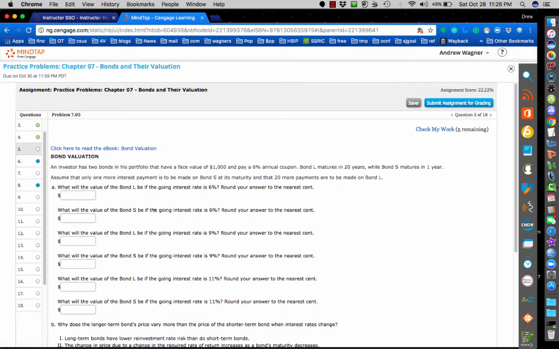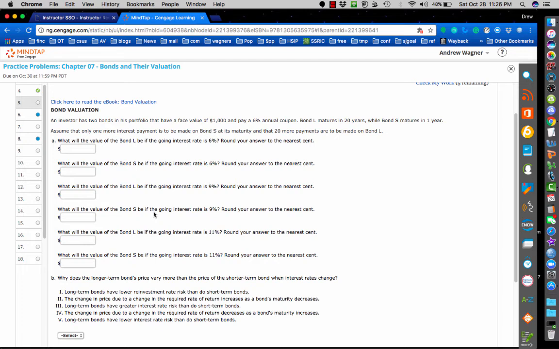Number 5. Okay, here we have 2 bonds in the portfolio, have a face value of 1,000, pay 6% annual coupon. Bond L matures in 20 years, while bond S matures in 1 year. So they both have the same coupon, but one has a much shorter maturity than the other. Otherwise, they're basically the same. Only one more interest payment is to be made on the bond S.